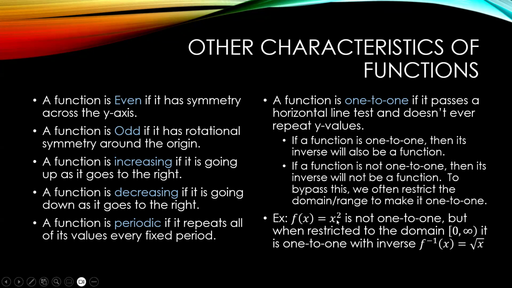If we think of the function f of x equals x squared, it is not one-to-one. But when we restrict it to the domain 0 to infinity, it is one-to-one. And then we can think of the inverse of f as being the square root of x. Square root of x is only the inverse of x squared on that positive interval, though. And so that's where you have to be a little bit careful with inverses if your function is not one-to-one.